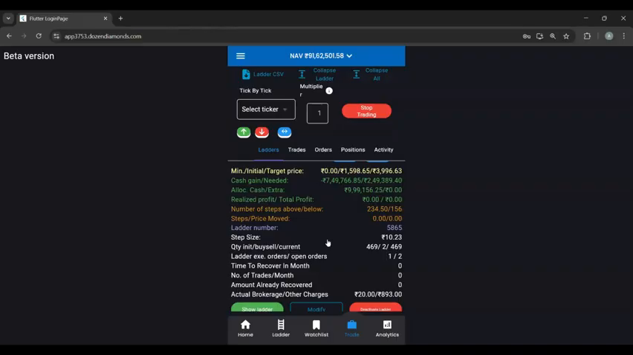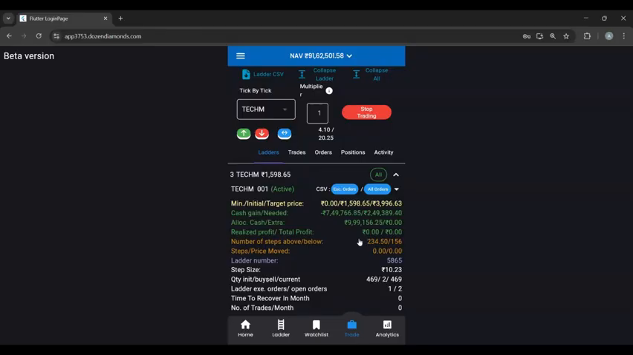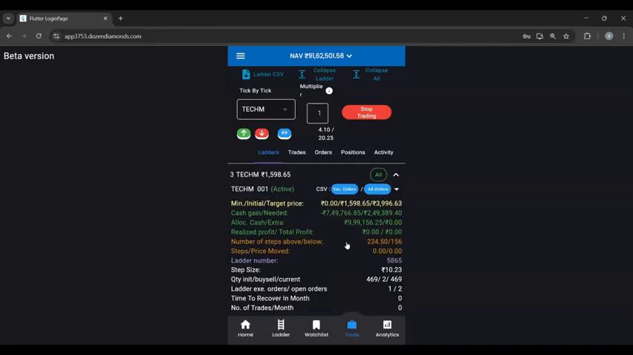So once the ladder is active, you just have to select whichever ticker you want to start trading, right? So the stock is taken. Now in this simulation mode, you can easily mimic the price. What do I mean by mimic the price? I mean that you can take the price up and down manually.